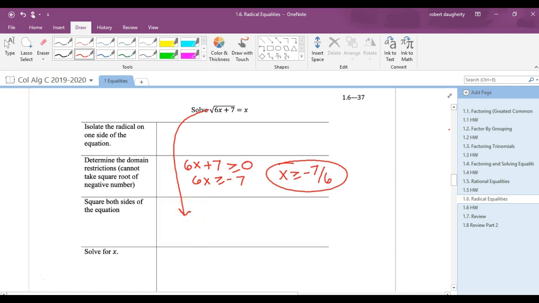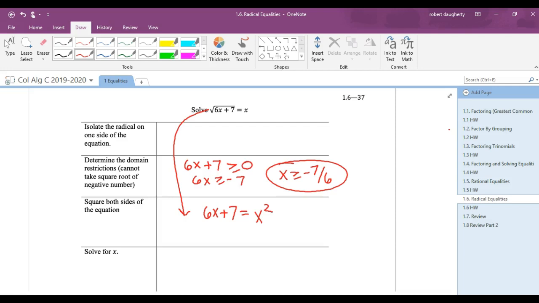What happens when you square both sides of that equation? What do you get on the left? 6x plus 7. What do you get on the right? When you square x? x squared. Now this problem's a little bit harder. This is a quadratic. We have methods for solving that. I want that to be equal to what?